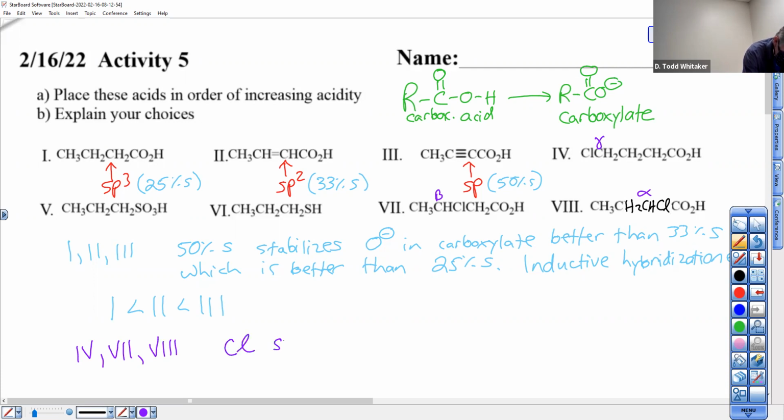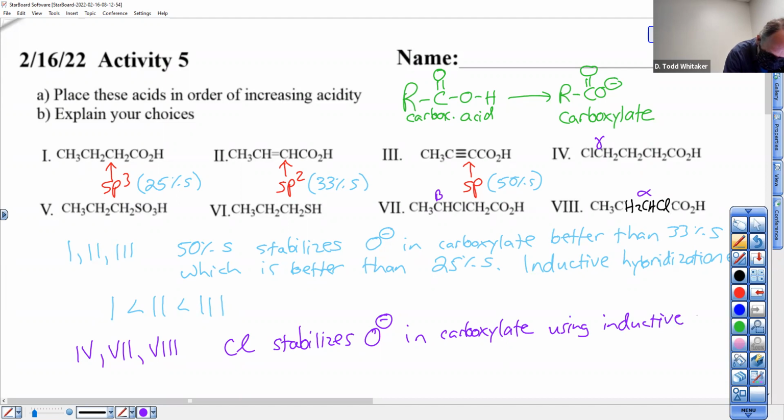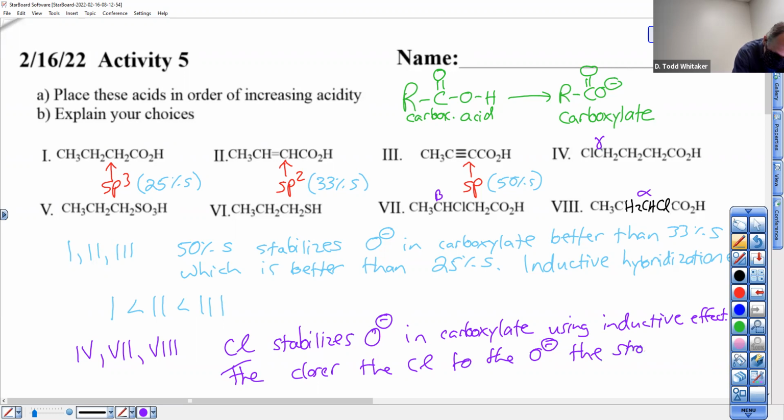Cl stabilizes O minus in carboxylate using inductive effect. This is your traditional inductive effect. We won't add any words to it. Its electronegativity brings electrons closer to a nucleus. And the closer the Cl minus is to the O minus, the stronger the effect.